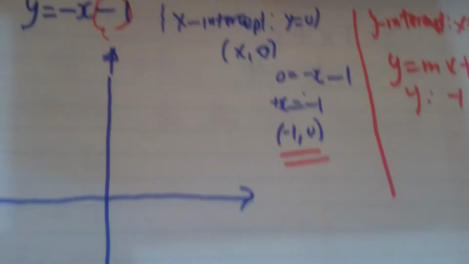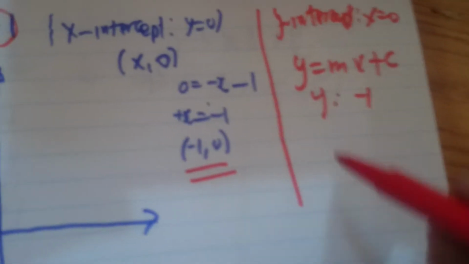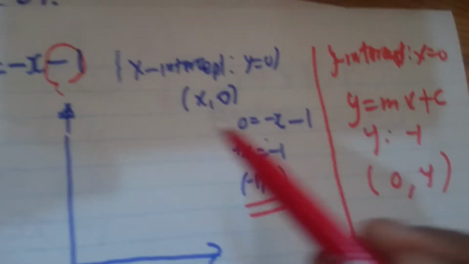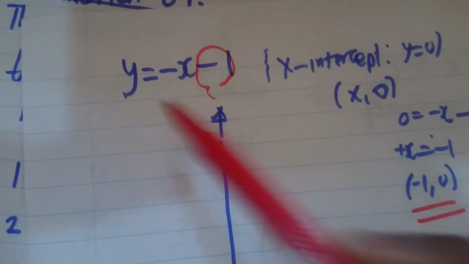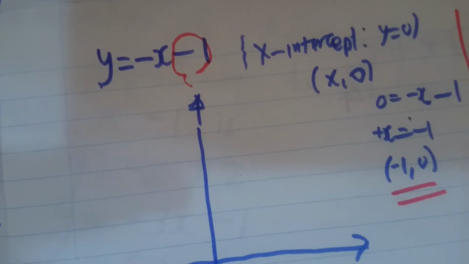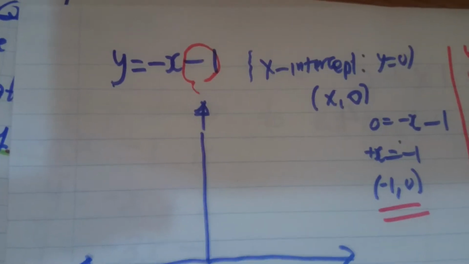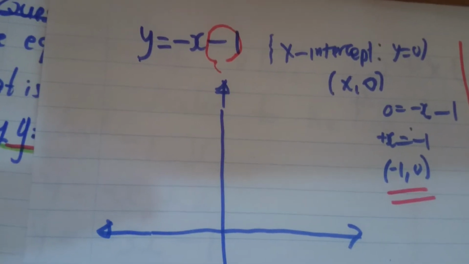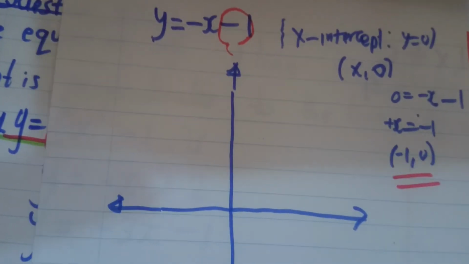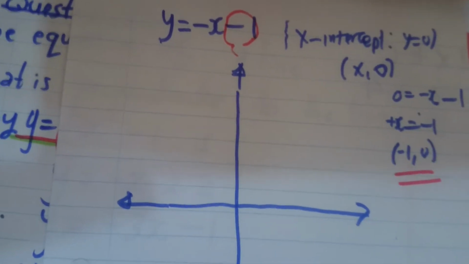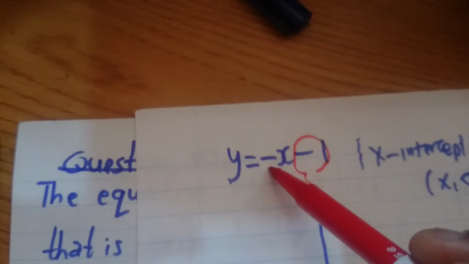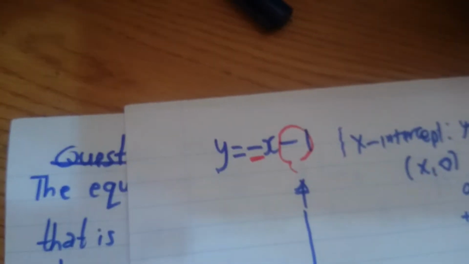But let me show you how you get that -1. Whenever finding the y-intercept, x equals 0, so we substitute into our given equation: y equals negative 0 minus 1, which gives y equals -1. So we have the x-intercept and y-intercept where this graph is going to cut. Just by looking at it, the graph goes this way because the slope is negative.